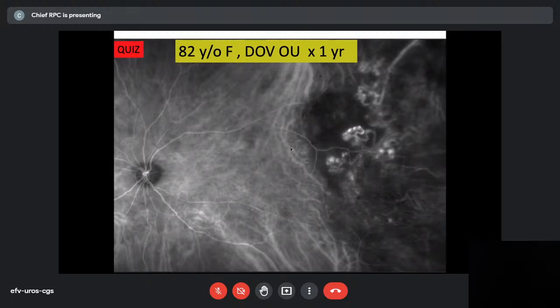Sir, this on ICG appears to be polyps, suggestive of polypoidal choroidal vasculopathy. Is the location central? No, sir. Paracentral? Or periphery, near the posterior pole? Yes, sir, periphery. Then it can be, sir, PEHCR.